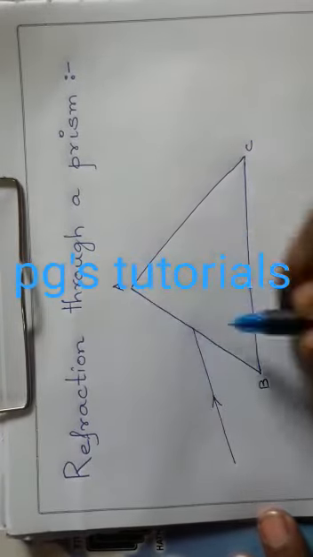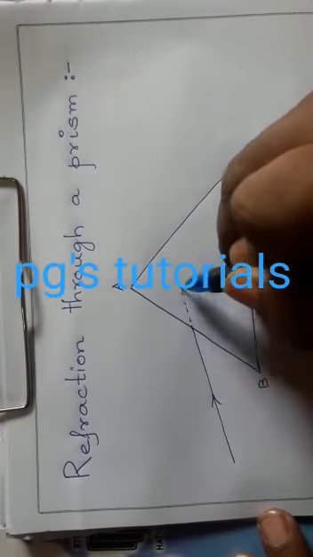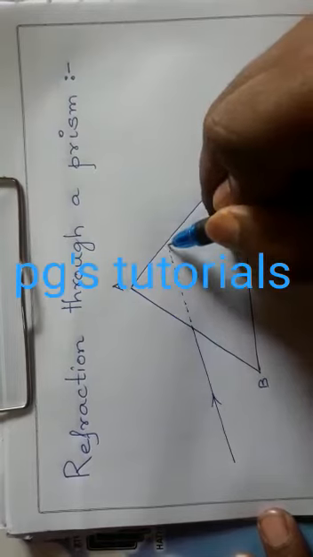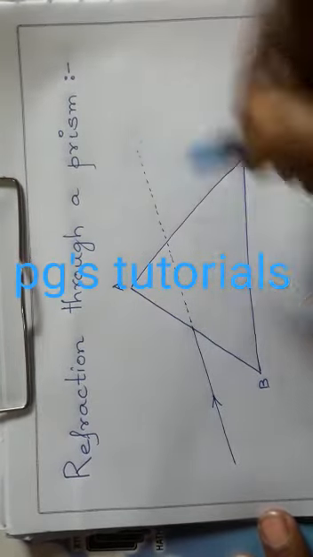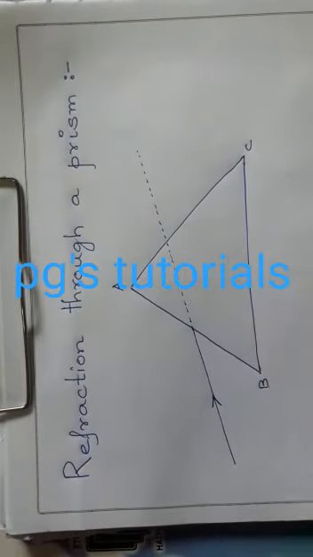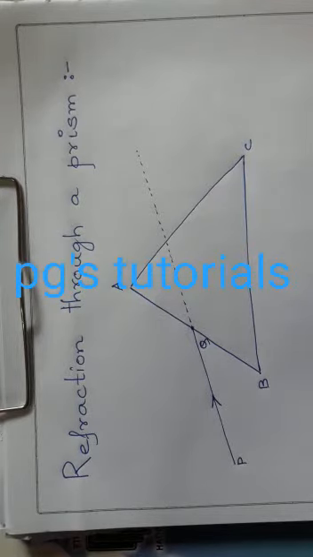In absence of the prism, the ray would have gone straight. Here PQ is called the incident ray. Let us draw a normal at point of incidence Q.